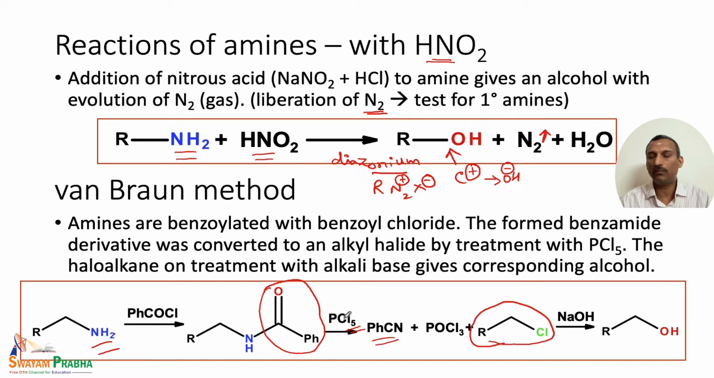If we use PBr3, we end up with a bromo derivative. So, the corresponding halo derivative will be formed, and this halo derivative on treatment with sodium hydroxide undergoes an SN2 reaction to give the corresponding alcohol derivative. So, this is how a primary amine can be converted to the corresponding primary alcohol. If we stop the reaction at this stage, we will end up with the corresponding halo derivative only, and the halo derivative can be further converted to the alcohol by treatment with the base.